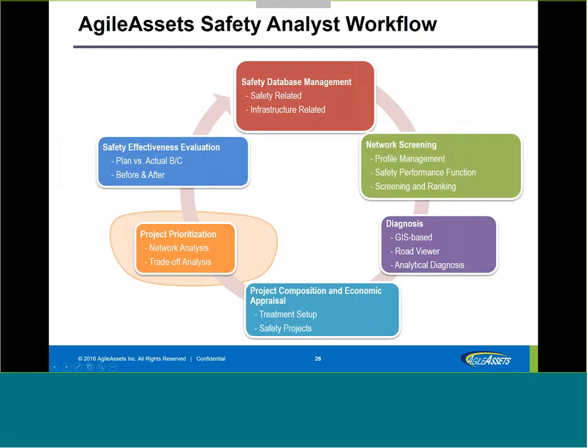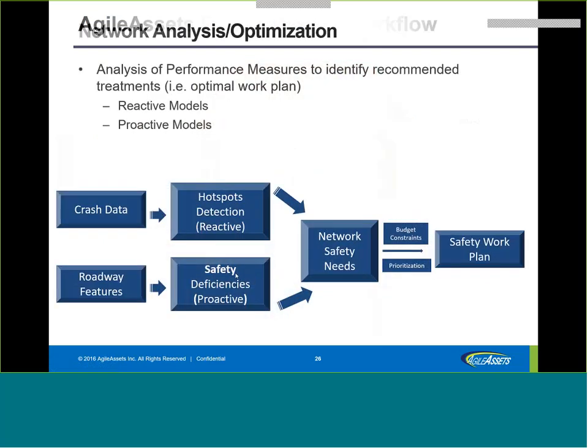Then we have the project prioritization tool. AgileAssets has a very robust optimization tool, and we have also implemented it in our safety system. Basically, for the safety system, we have this specific framework where you can have your crash data, and that is the reactive way of identifying the hotspot. We can also have the roadway features as the starting point. So you basically look at the safety deficiencies, and that is the proactive approach.